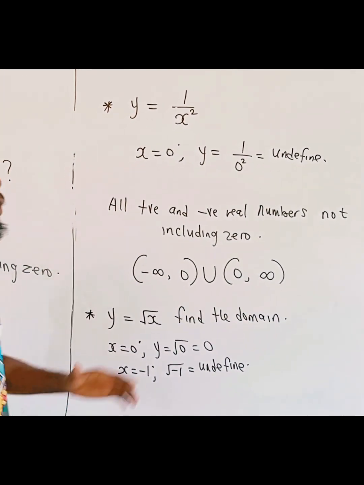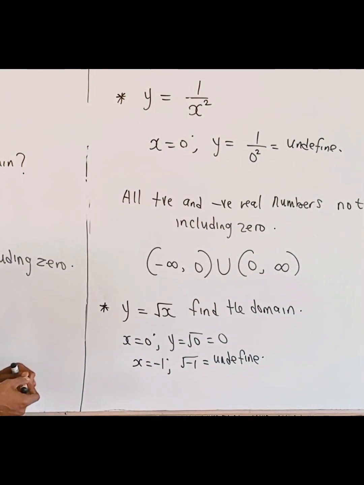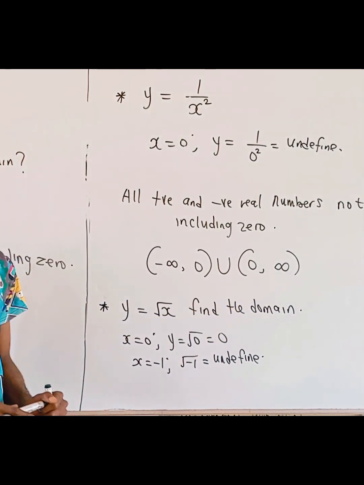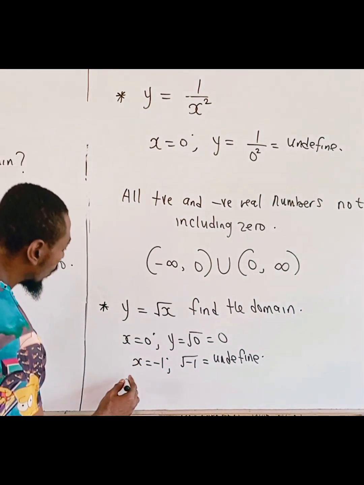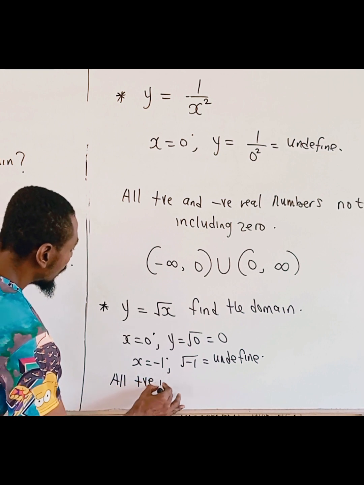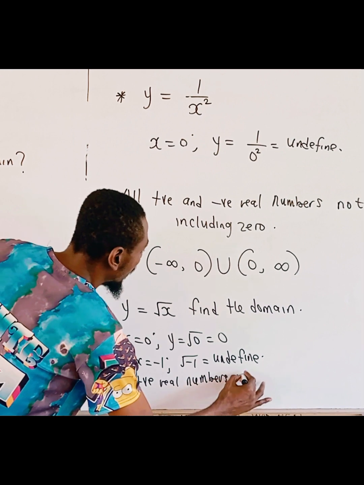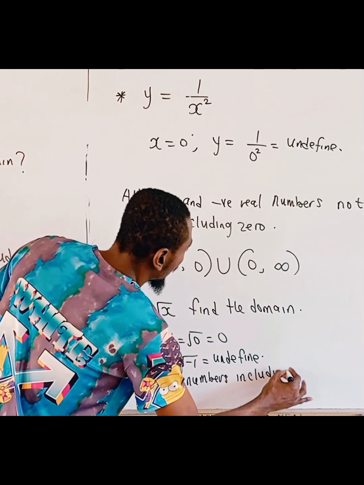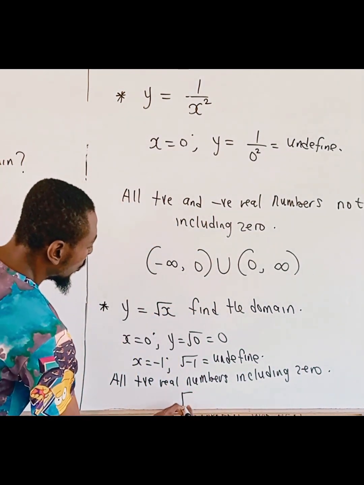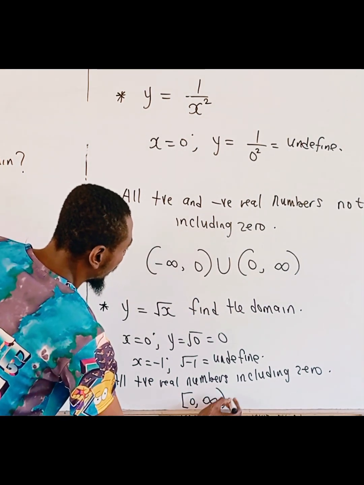Therefore, there is no negative number that can define this function. Therefore, the domain is from 0 to positive infinity. You get it? So the domain is all positive real numbers, including 0, which we write this way, including 0 till infinity. That's the domain.